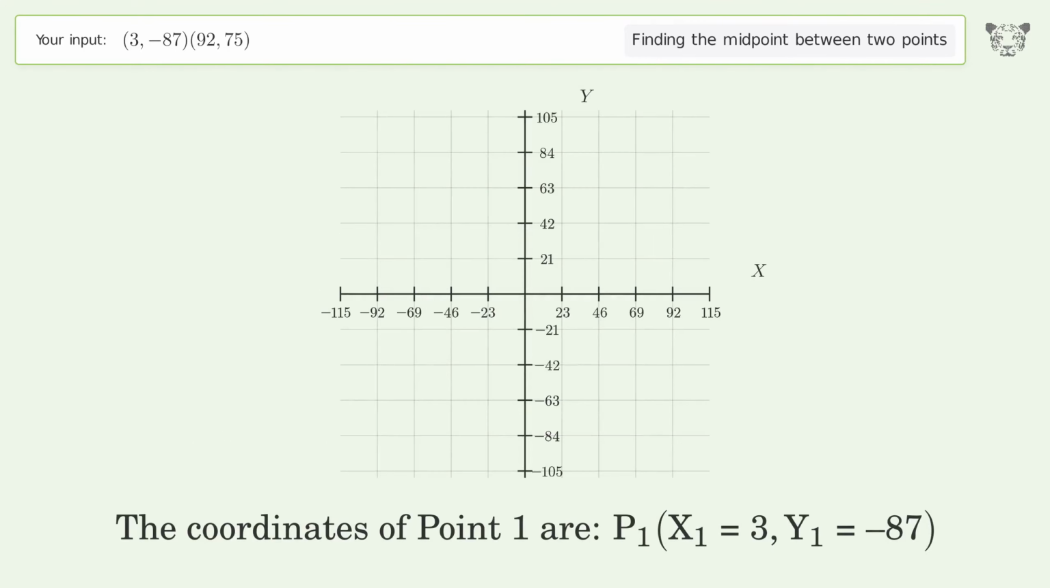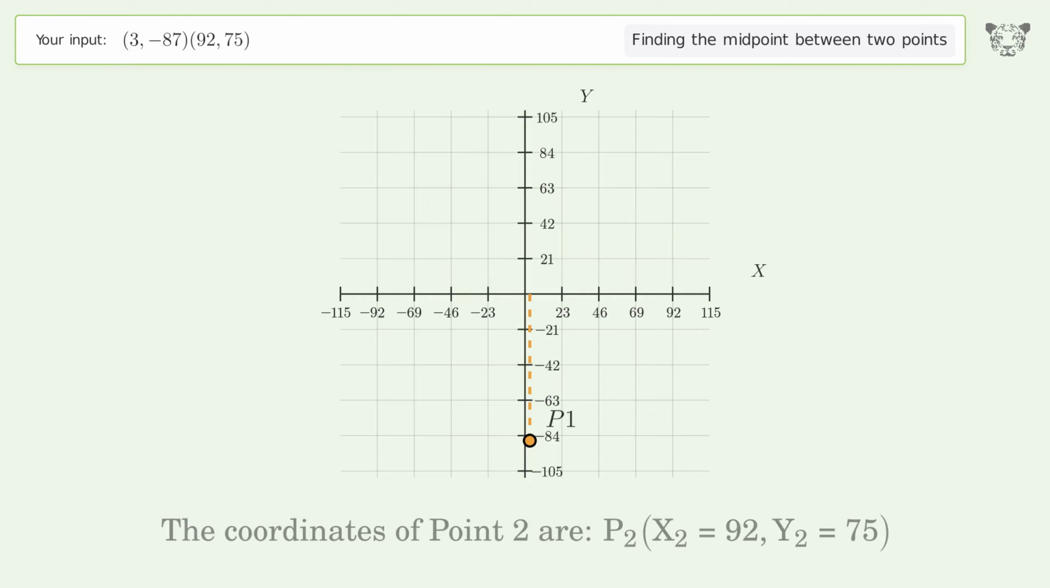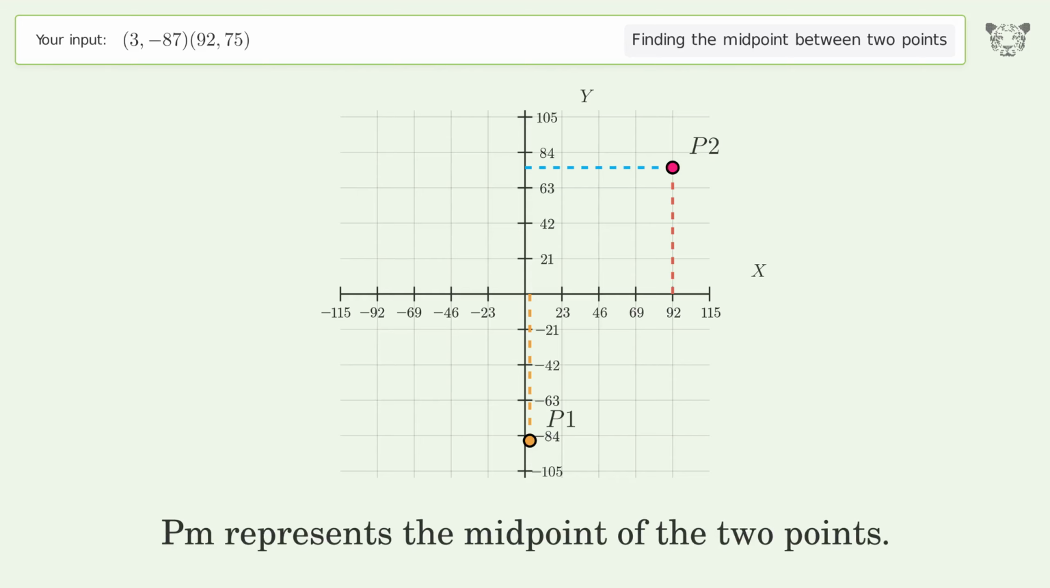The coordinates of point 1 are, x1 equals 3, y1 equals -87. The coordinates of point 2 are, x2 equals 92, y2 equals 75. PM represents the midpoint of the 2 points.